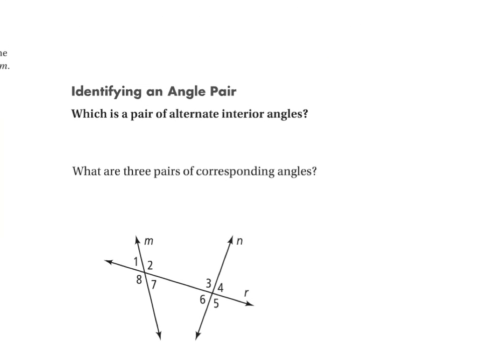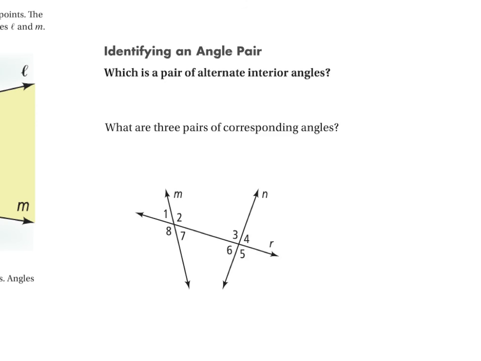Okay, now we are ready to answer these questions. Which is a pair of alternate, which means opposite, interior, inside angles? Alternate interior angles. So that would be angle 2 and angle 6. What's the other one? Angle 3 and angle 7. Okay, corresponding. Remember, that's the one where they're in the same spot but in a different location. So same part of the angles.